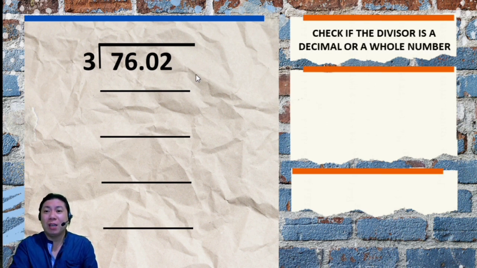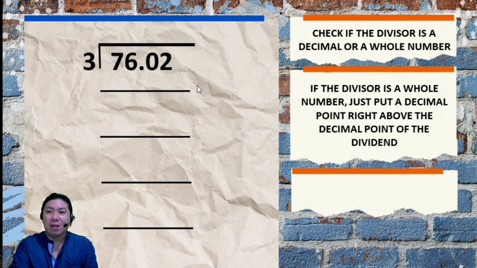Next example, 76 and 200 divided by 3. Step number 1, check if the divisor is a decimal or a whole number. So in our example, 3 is the divisor, and yes, it is a whole number. If the divisor is a whole number, what are we going to do? Just put a decimal point right above the decimal point of the dividend. So here is the decimal point. All we have to do is write a decimal point right above it.